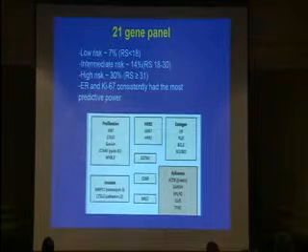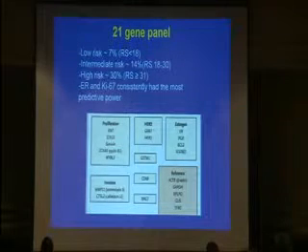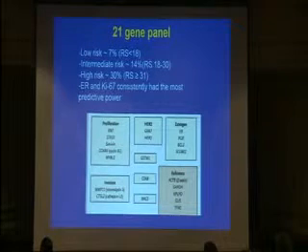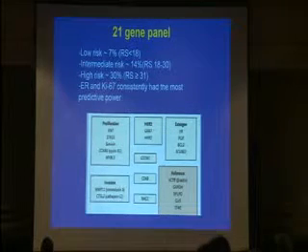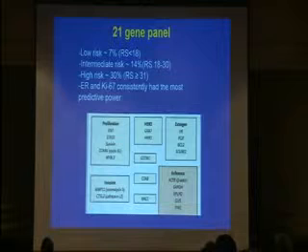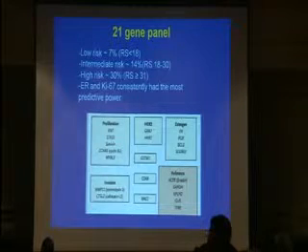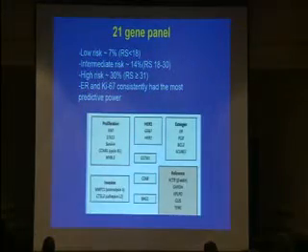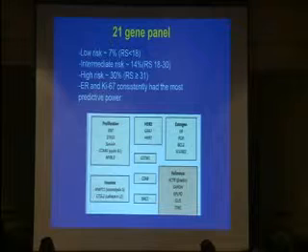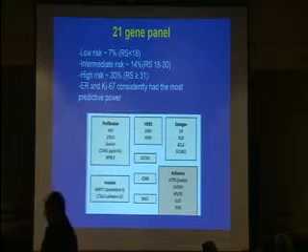If the number is less than 18, that means that this patient has a low risk of recurrence, around 7%. If the recurrence score is 31 or more, that means the patient has high risk of recurrence, around 30%. If it's in between 18 to 30, that means there is an intermediate risk, around 14%. And ER and Ki67 consistently have the most predictive power.